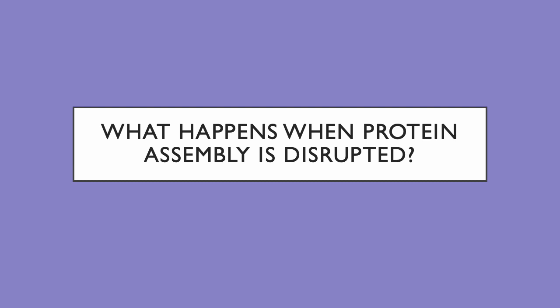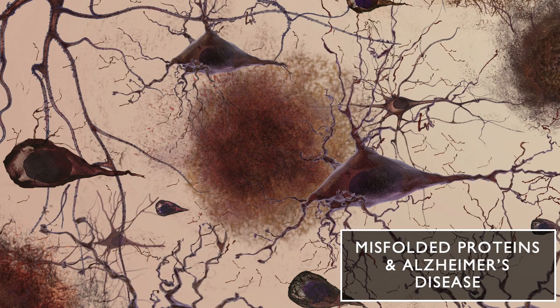What happens when protein assembly is disrupted? One of the most common pathologies of Alzheimer's disease is due to a misfolded protein called amyloid beta. Misfolded amyloid beta protein induces extracellular amyloid beta plaques. Here is an image of neurons that are trying to communicate, but their communication is disrupted because this extracellular clump of protein is in the way of their axons.